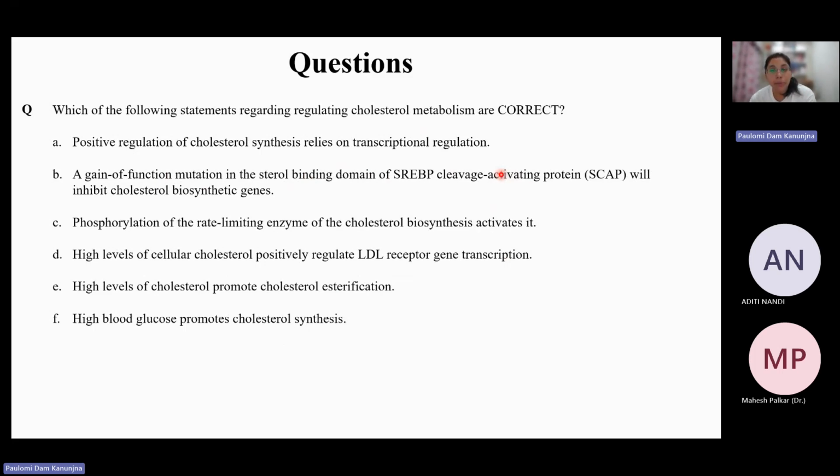Now you have cholesterol metabolism. Which of these statements are correct?